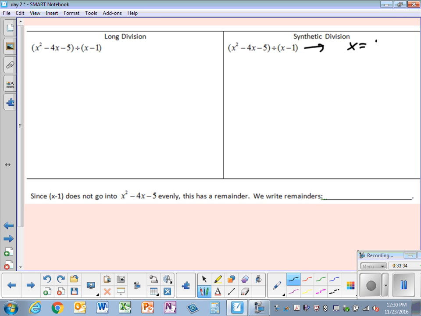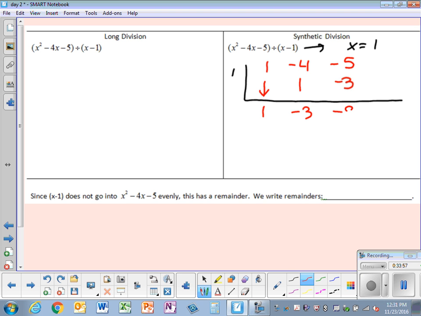So you're really going to divide by the 0, which is 1. Draw my long L. x squared, x, and a number. Good. So 1, negative 4, negative 5. Bring down the first. Multiply. Add. Multiply. Add. And remember, from the back, it's remainder, and then the constant, and then x.